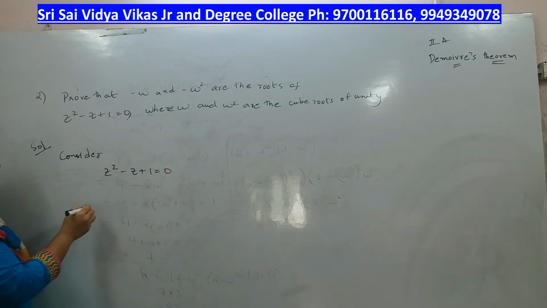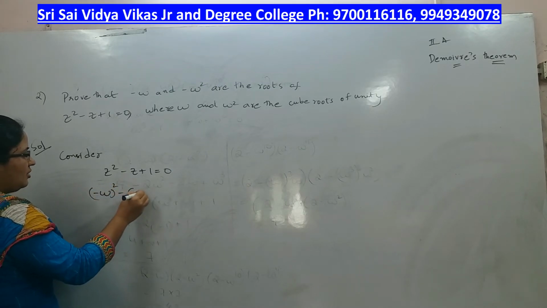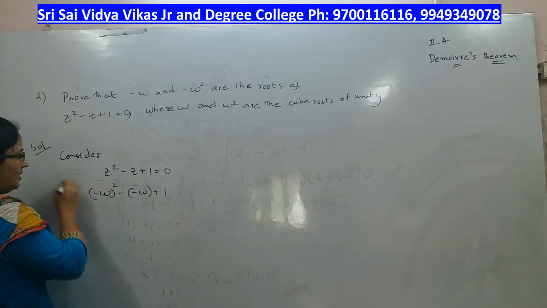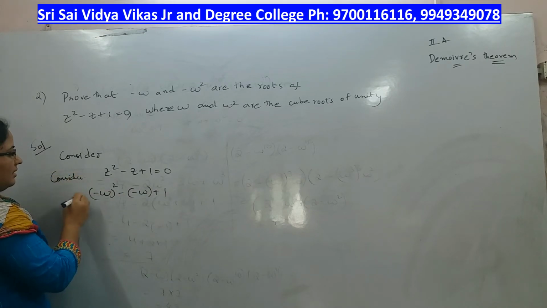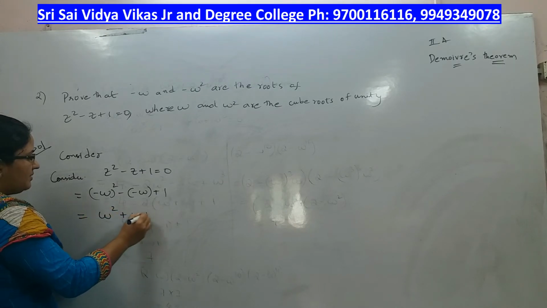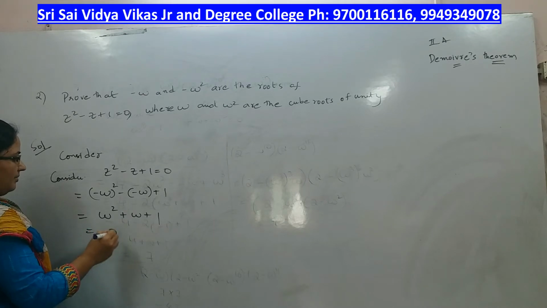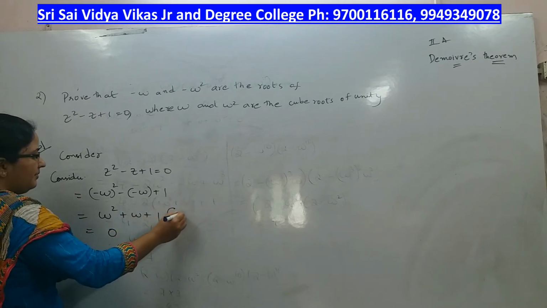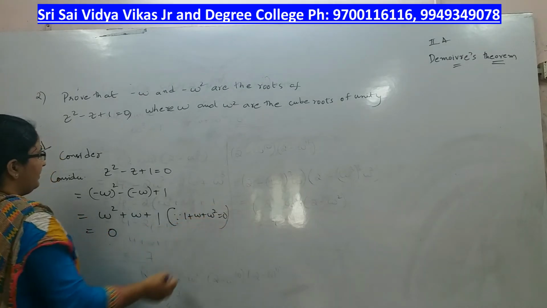First substitute −ω: (−ω)² − (−ω) + 1. Consider this: it is equal to ω² + ω + 1, that is equal to 0, since 1 + ω + ω² is equal to 0.